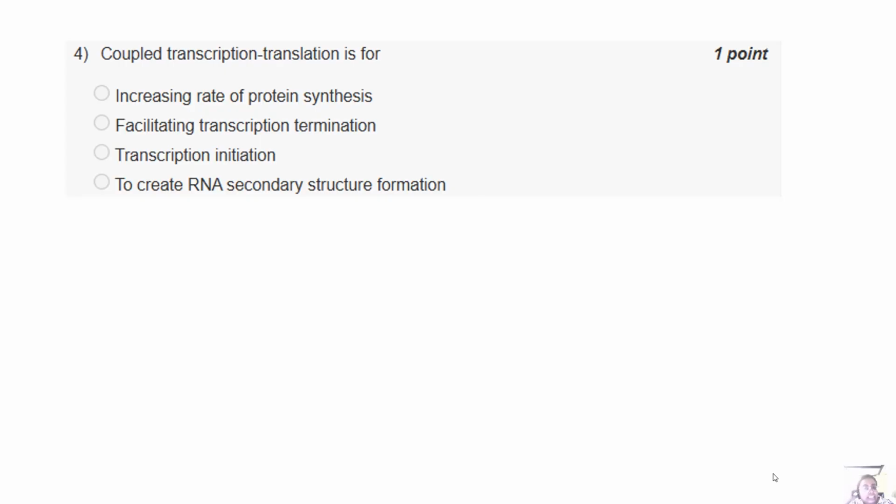So moving on to the first question for today. Coupled transcription translation is for, these are the four options: increasing rate of protein synthesis, facilitating transcription termination, transcription initiation, and creating RNA secondary structure formation. If anyone can answer this question, I'll wait for a few minutes. You can type it in the chat box, or raise your hand and answer it. Then we'll move on to discussing the question further. Anybody?